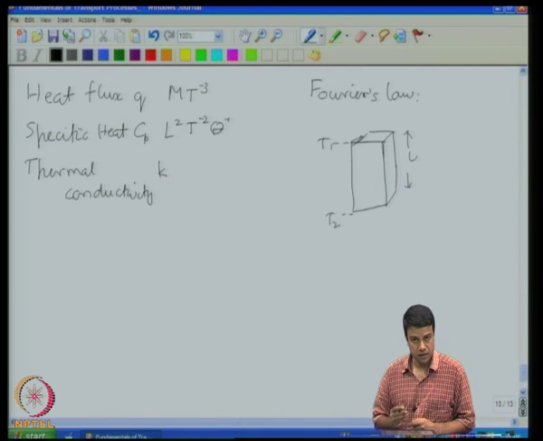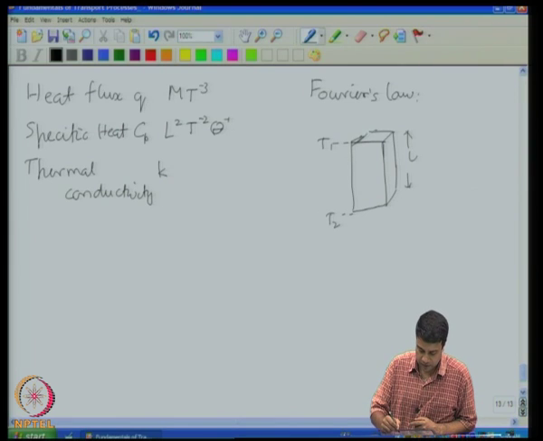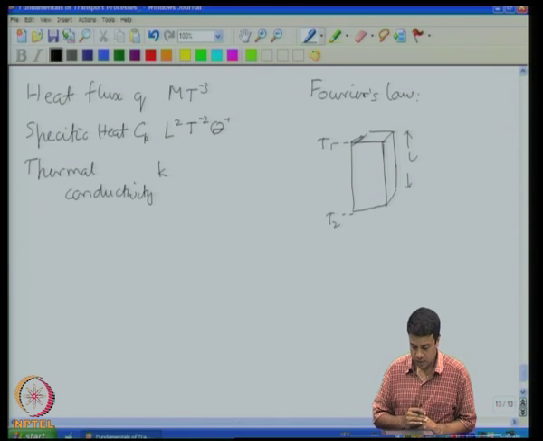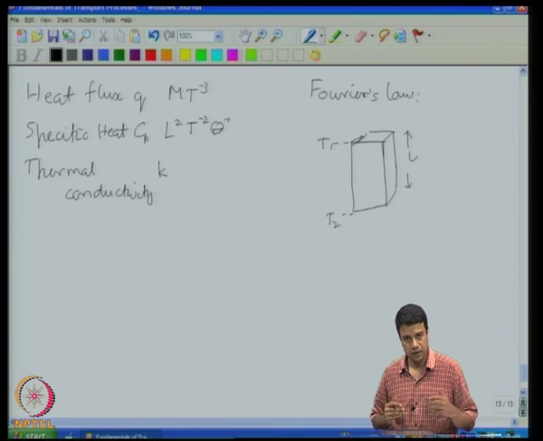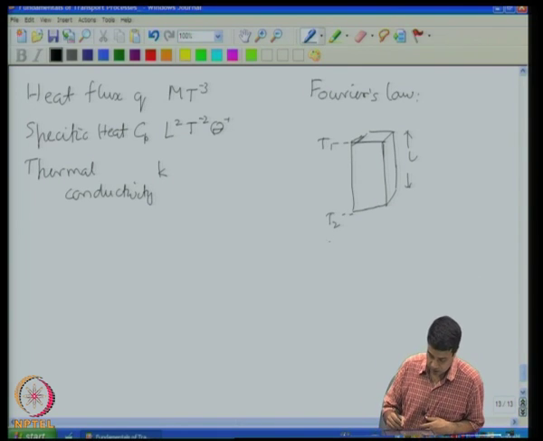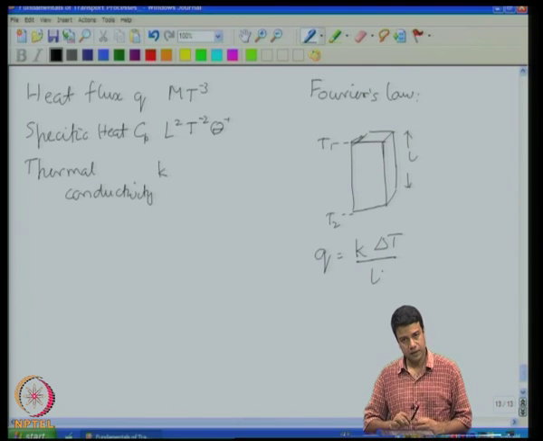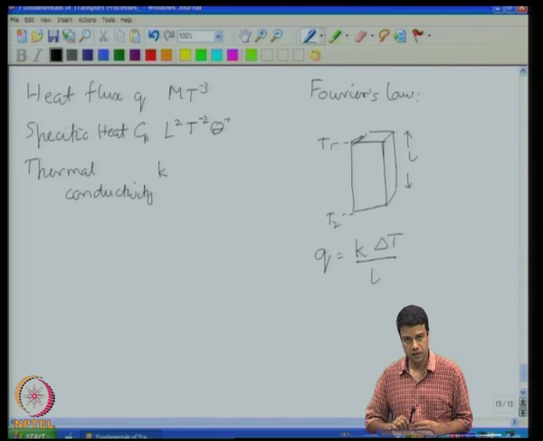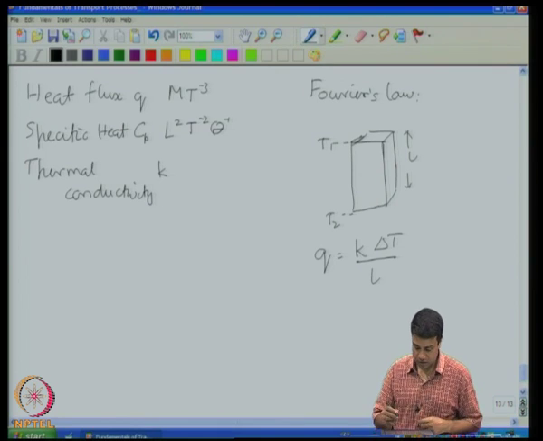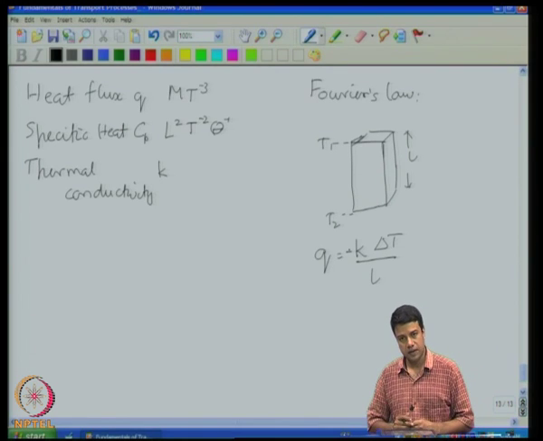The total heat transfer will be proportional to the surface area of the material. However, the flux, which is the heat transfer per unit area, will be directly proportional to the difference in temperature and inversely proportional to the length L. So, I will have Q is equal to the thermal conductivity times the difference in temperature divided by L. That is Fourier's law for heat conduction. Heat is transferred from a region of higher temperature to a region of lower temperature. So, the direction of heat transfer is actually opposite to the direction of the temperature difference.